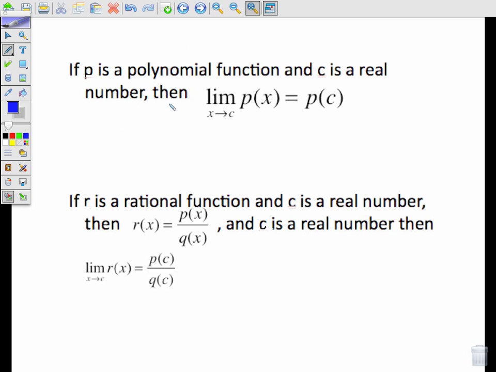If p is a polynomial function and c is a real number, then as x approaches c, again, just showing that we can just take this information and substitute, it equals p of c. If r is a rational function and c is a real number, then r of x equals p of x over q of x. Again, we're showing a quotient here, and again you would just substitute your c value in.